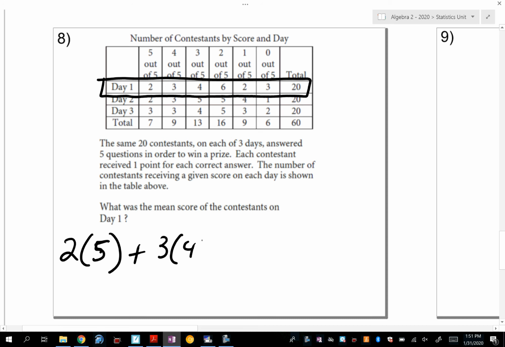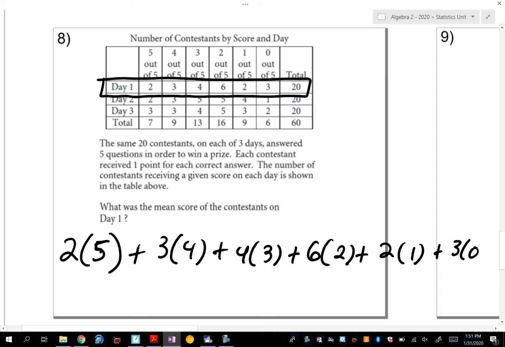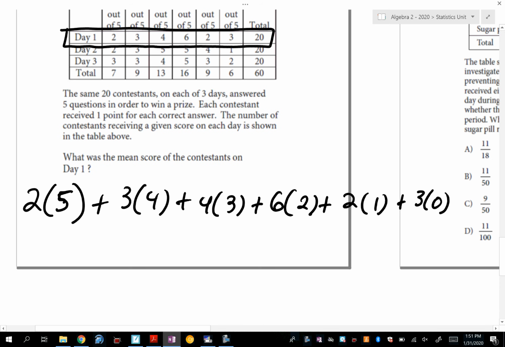3 people scored a 4 out of 5. 4 people scored 3 out of 5. 6 people got a 2 out of 5, and 2 people got a 1 out of 5. And I'm going to put the last one. 3 people got a 0 out of 5, but you see that when you multiply by 0, it doesn't matter.